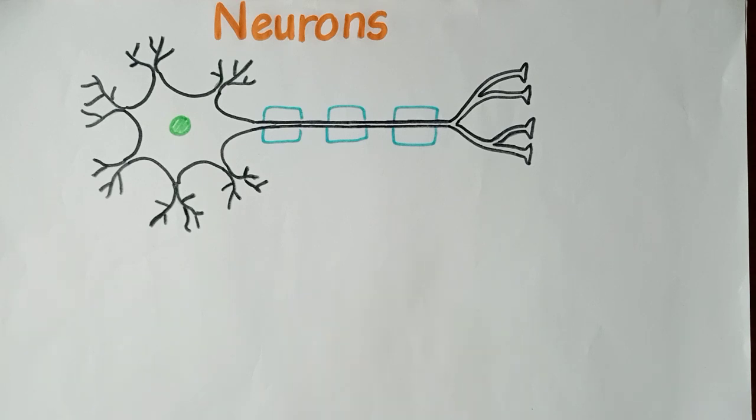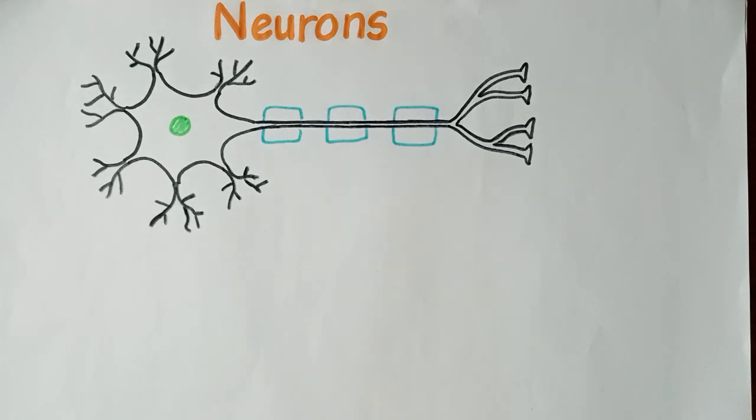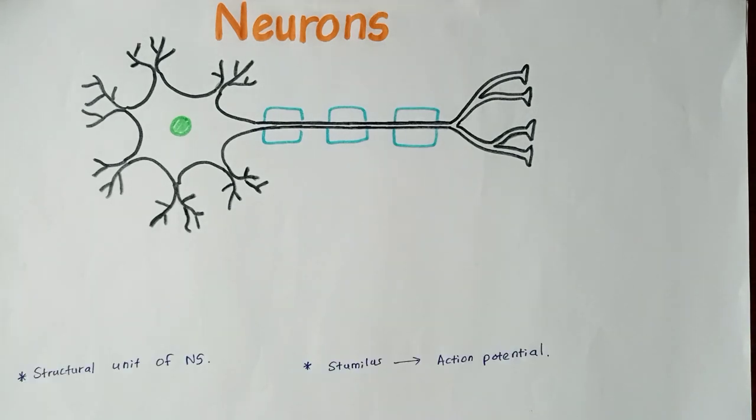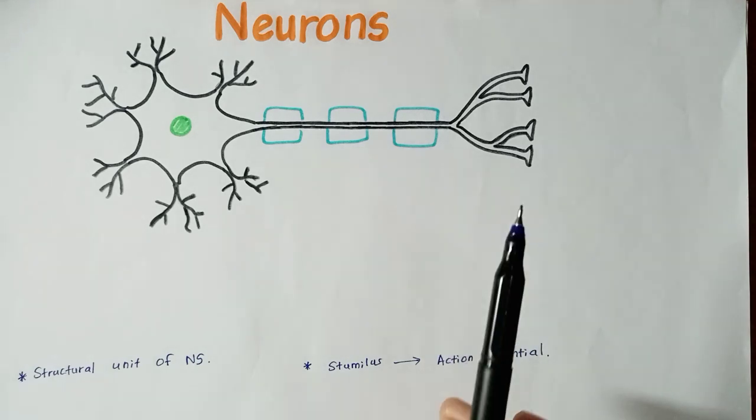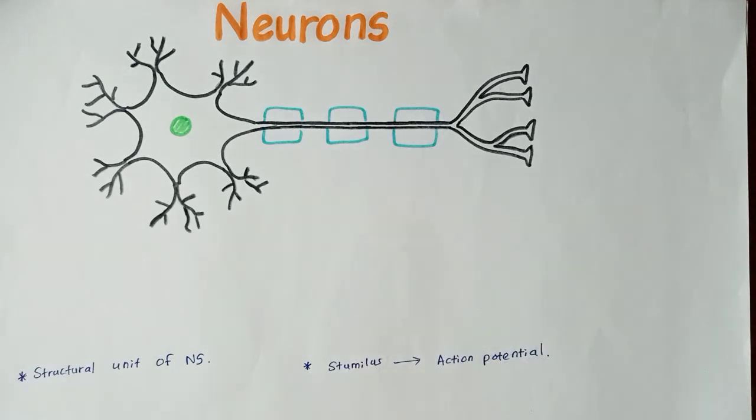Neurons are the structural and functional unit of the nervous system, and they possess electrical excitability. That means they turn a stimulus into an action potential. So the functions of neurons are sensing, thinking, remembering, controlling muscle activity, and also regulating glandular secretions.